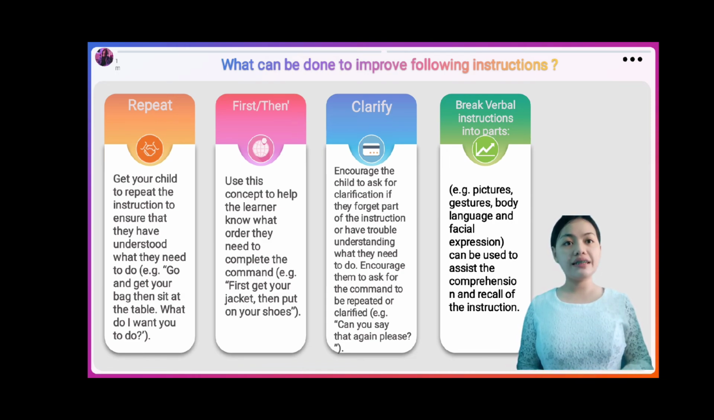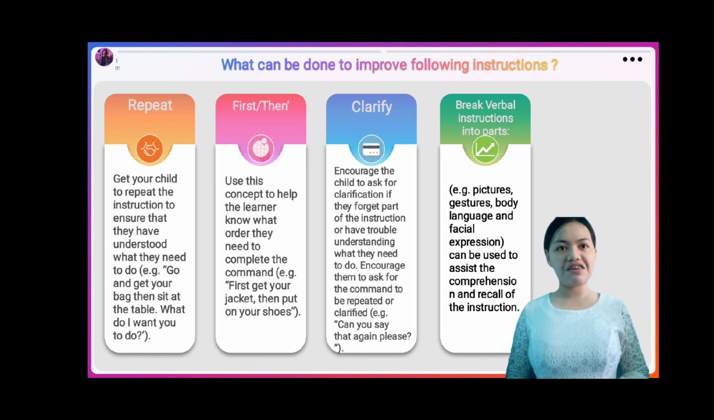Next is first and then. Use this concept to help the learner know what order they need to complete the command. Example is, first get your jacket, then put on your shoes. Allowing them to know the sequence of things or instructions they need to do helps the learners organize their thoughts and actions. Next is to clarify.